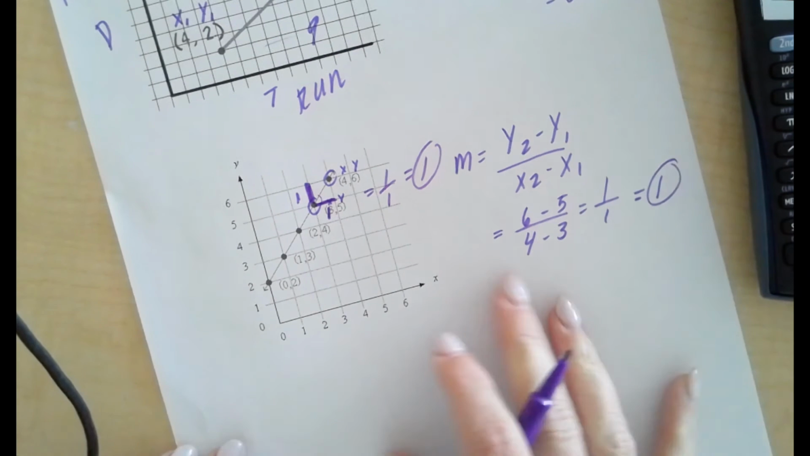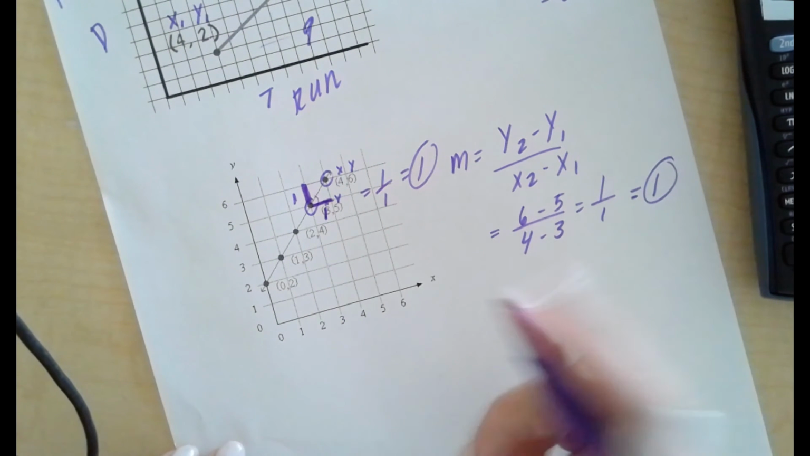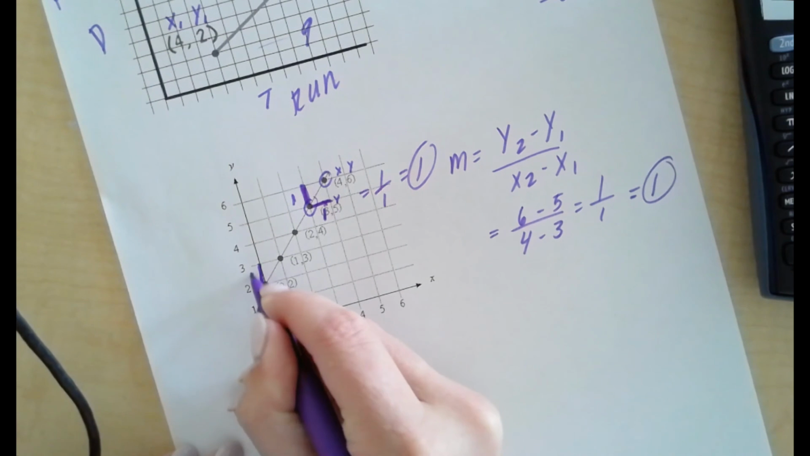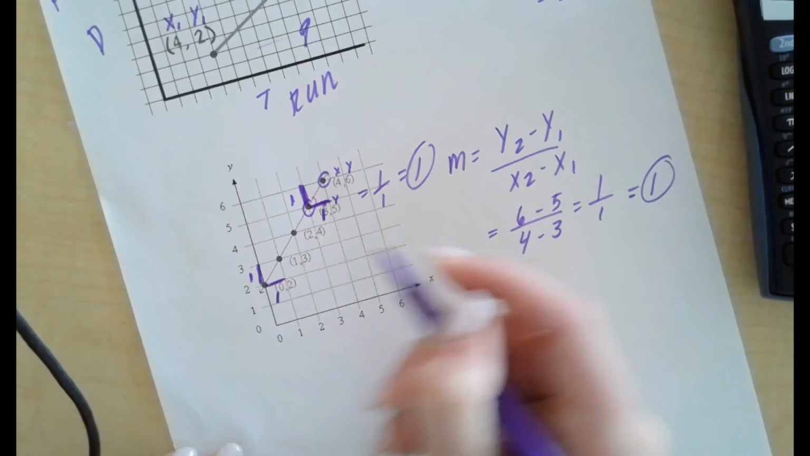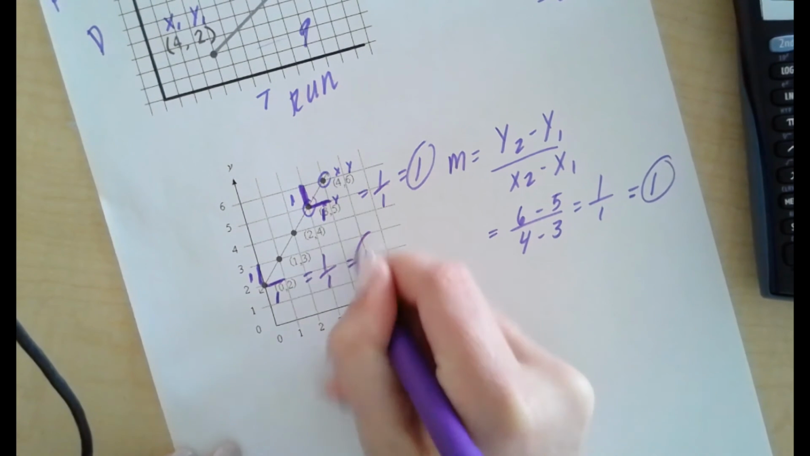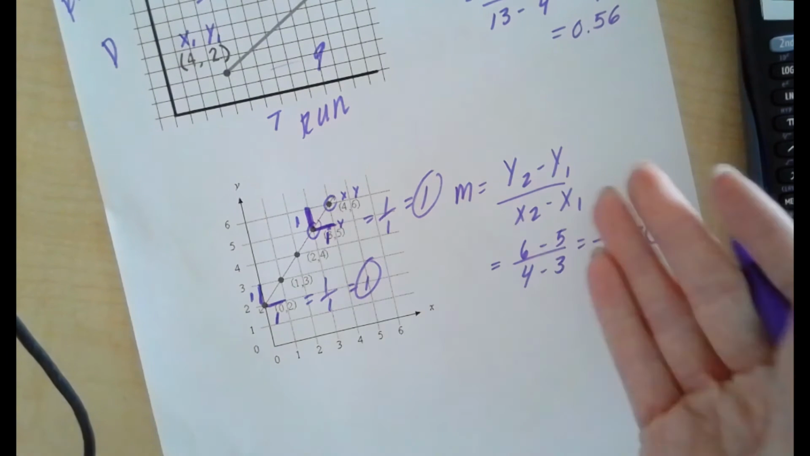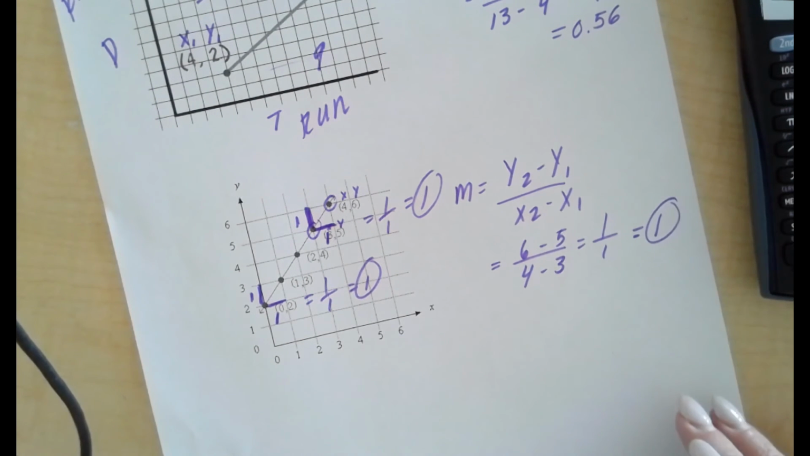Now let's try it with two other coordinates. From this coordinate to this coordinate, I go up by 1, I go over by 1. And again, I get the same slope. So if you find the rise over run method to be easier, then I recommend doing that. Otherwise, you can always plug into the slope equation as well.